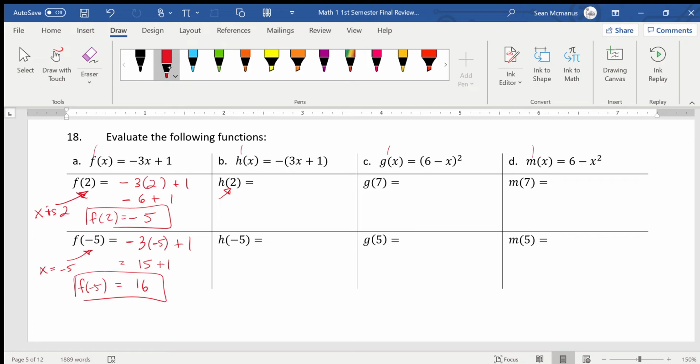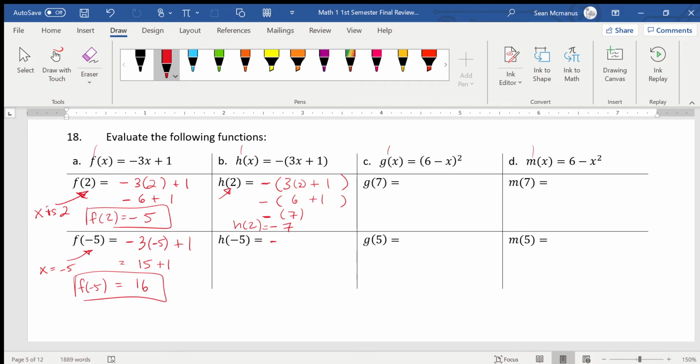So h of 2 equals negative, right? So we're going to take our equation. I'm going to put parentheses where the x is, and then I'm going to put in what the x is. 3 times 2 is 6 plus 1. And then in parentheses, 6 plus 1 is 7, so negative 7. H of 2 equals negative 7.